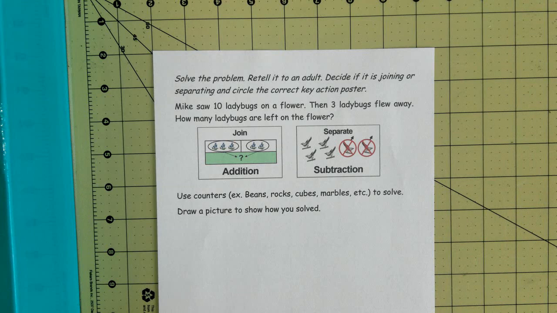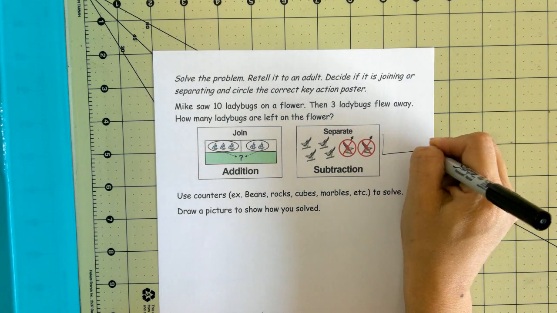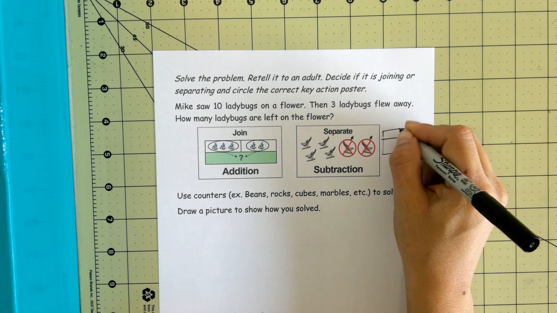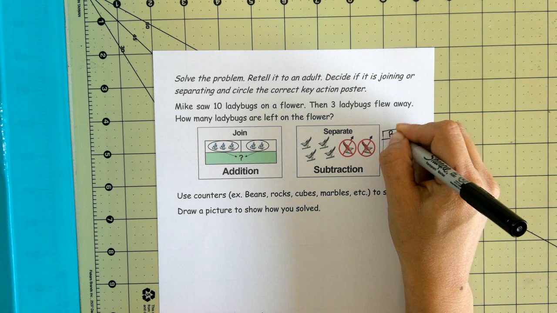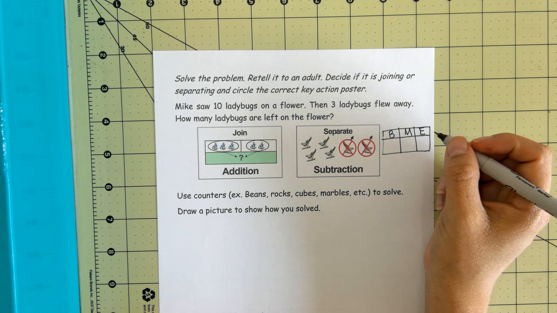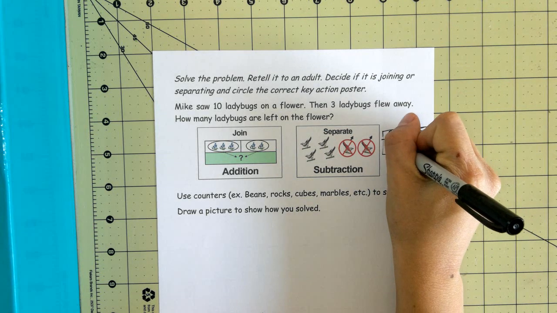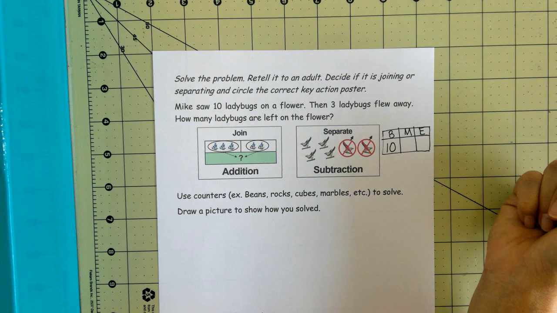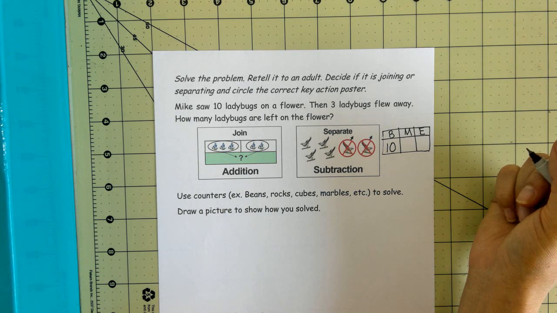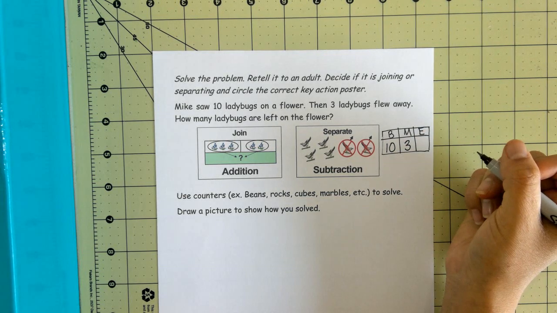All right. So now, let's make a little BME chart so we can write down so that we remember what happened at the beginning, the middle, and the end of the story. Okay. So at the beginning of the story, I know that there were 10 ladybugs on the flower. So I'm going to write a 10 right here. In the middle of the story, 3 of the ladybugs flew away. So I'm going to write a 3 right here.